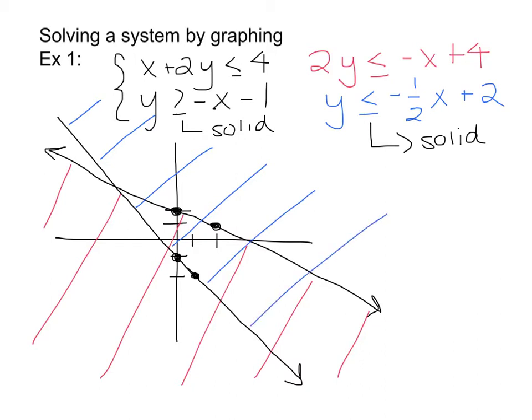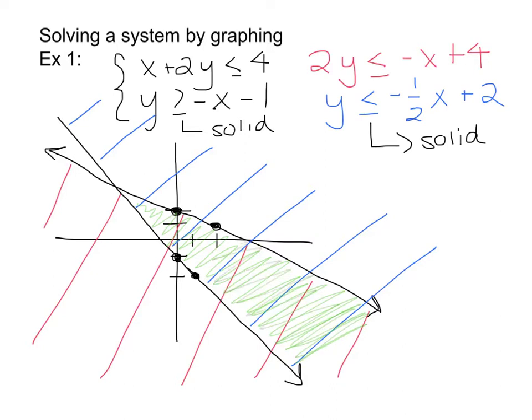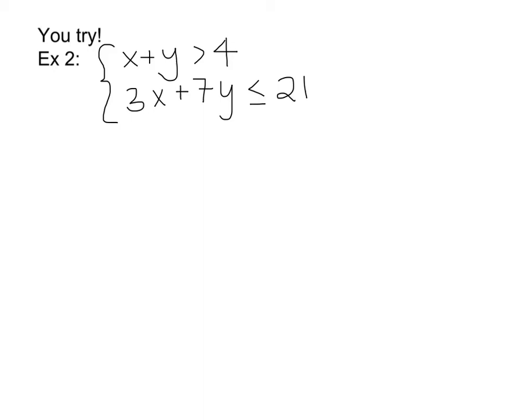Now, since it's a system of equations, you are looking for the section where both lines are going to be true. And they are both true inside this middle region in here. So this shaded region in between the two lines would be your answer. Alright, press pause right now, and I want you guys to try example 2. And I want you to find the answer to this system.